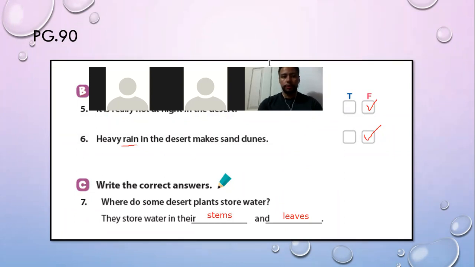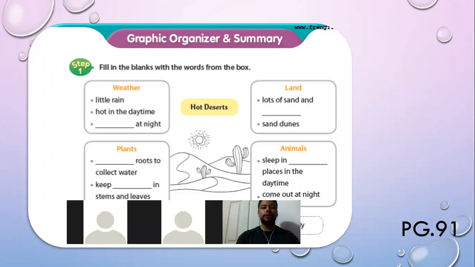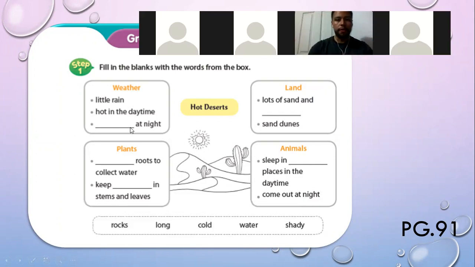So let's continue with the other page. We are working on page 90 and then 91. Any questions at the moment? Are we good? No. All right. Thank you. We almost finished this class, no problem, and then we go to breakfast. All right. Graphic organizer and summary. Here we need to complete this information with these words: rocks, long, cold, water, and shady. Any volunteer to read the first square, please? This one, talking about weather.